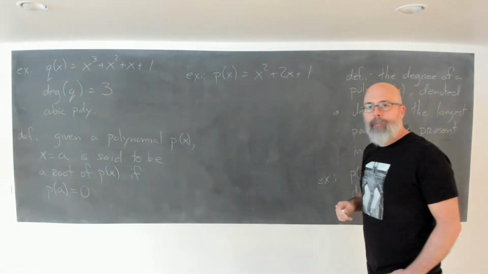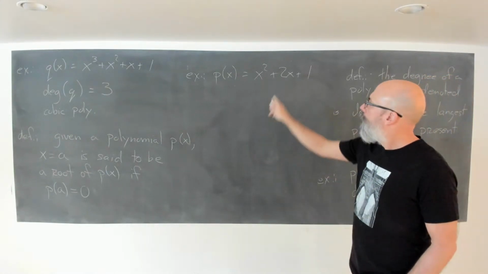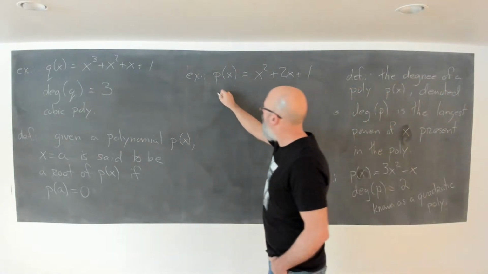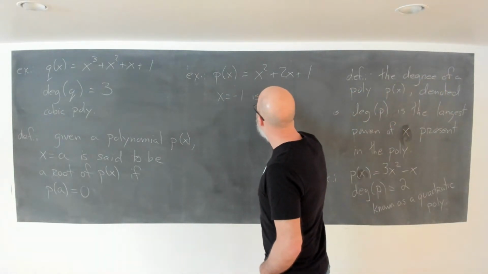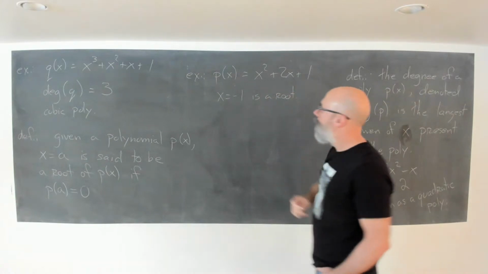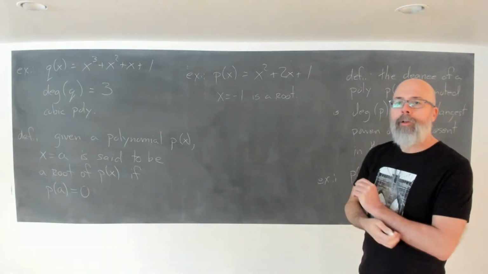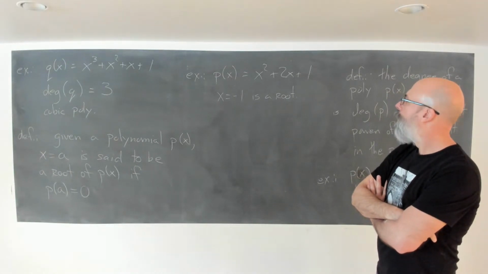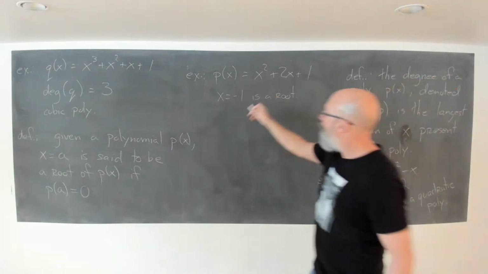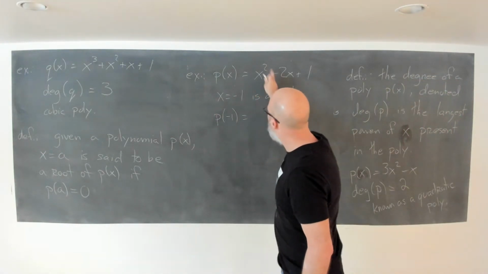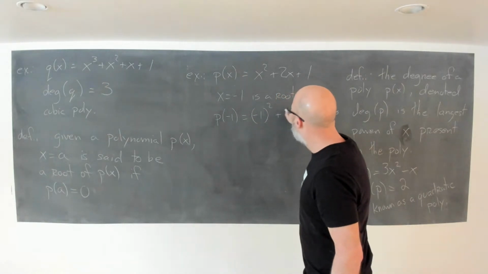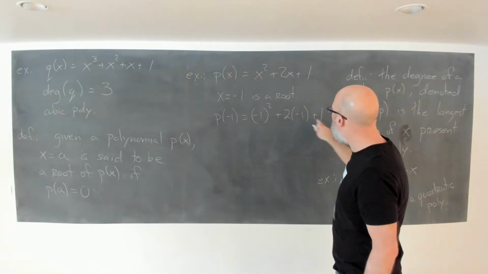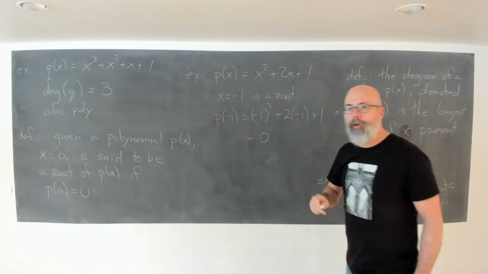All right, let's take a few examples here. P of x is x squared plus 2x plus 1. I claim that x equals minus 1 is a root, because if you plug minus 1 in for x, this is 1 minus 2 plus 1, the whole thing is 0.